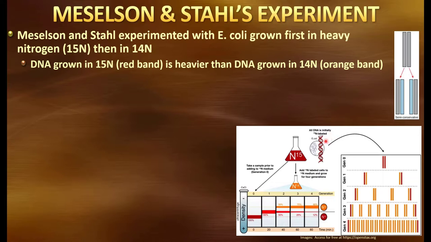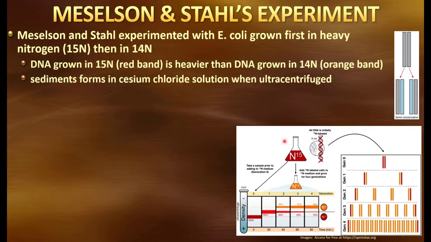And that's what we are seeing here in this red. So that is based on growing this chain in heavy nitrogen. So you start off with a DNA molecule where all the bases have this isotope. If you take your DNA, you put it into a solution of cesium chloride and centrifuge it, it'll form sediment. And the sediment will appear at different places depending on the density of the DNA molecule.